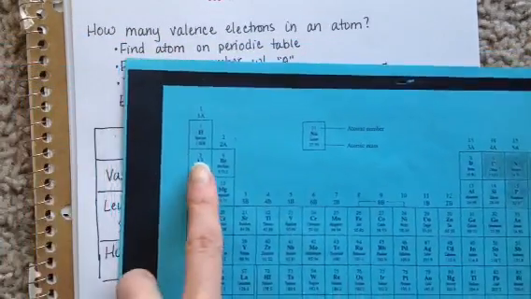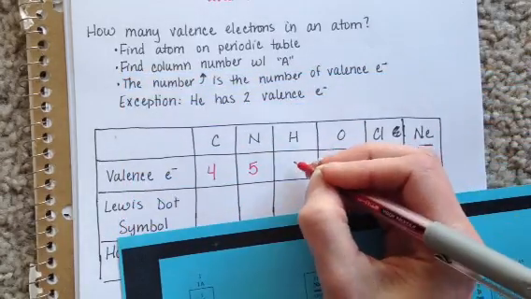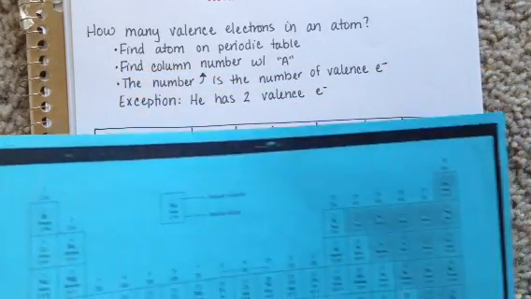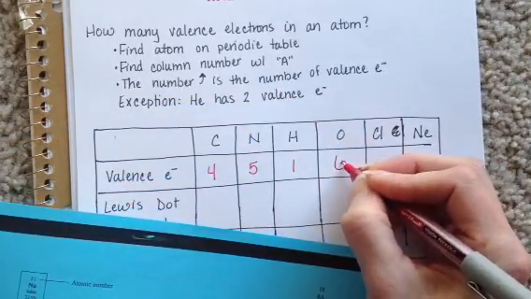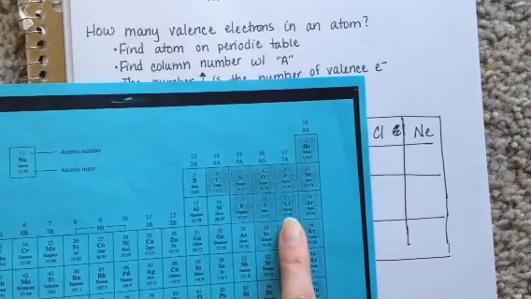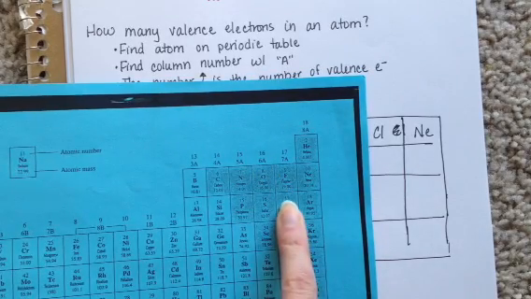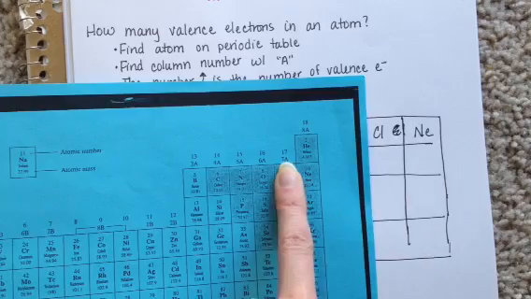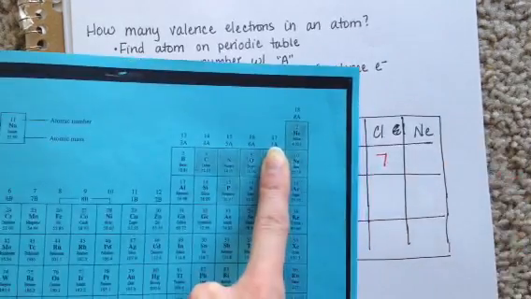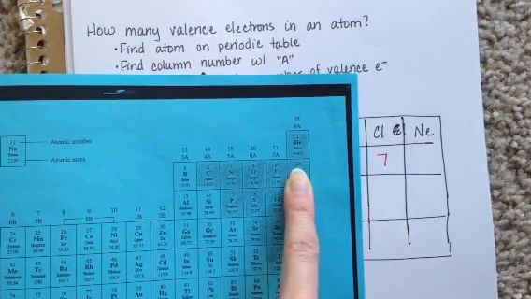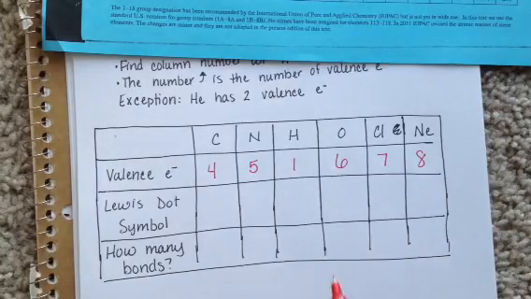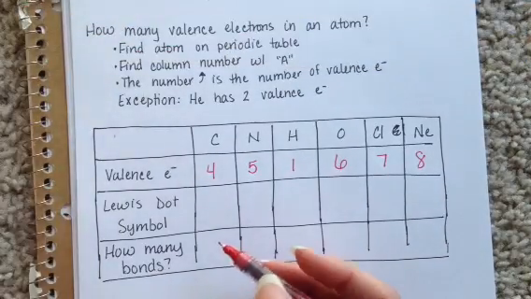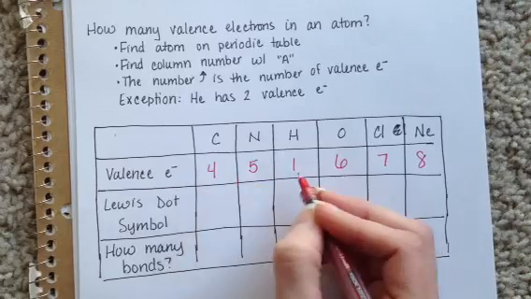Hydrogen, over on the left side of the periodic table in column 1, it has 1 valence electron. Oxygen, back to the right side, is in column 6A. It has 6 valence electrons. Chlorine, down here, element number 17, has 17 total electrons. 7 of them are valence. And neon, atomic number 10, in column 8A, has 8 valence electrons. So there's that. That should be pretty easy. The Lewis dot symbol is, as I said, a picture representation of the valence electrons in an atom.